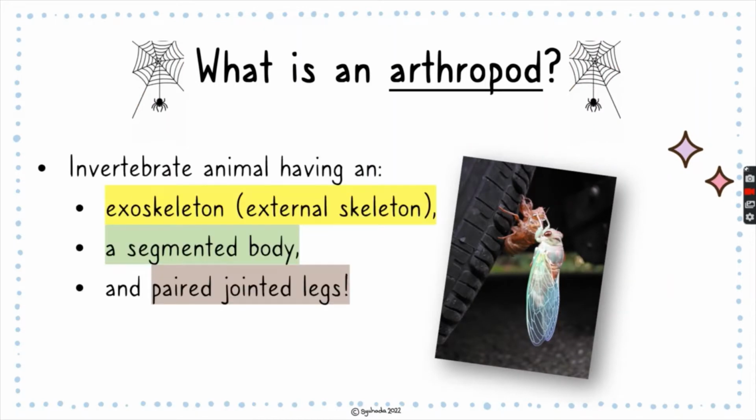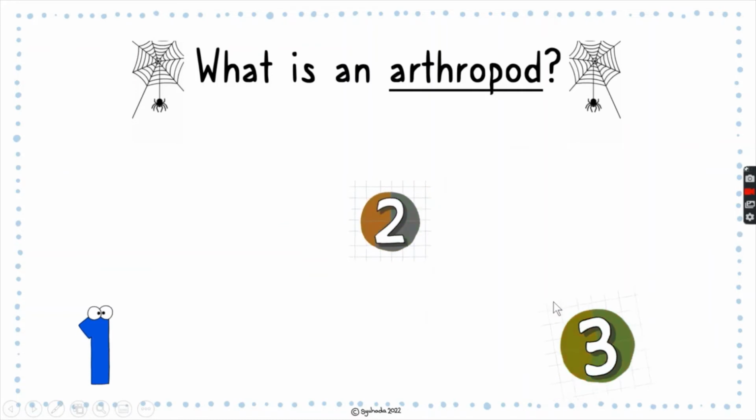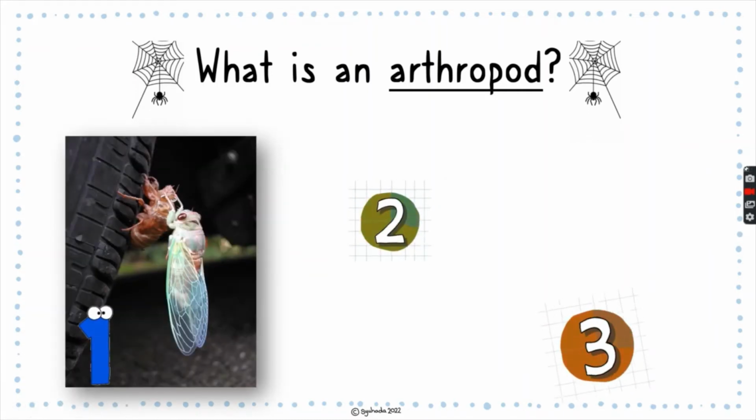So to define an arthropod, this group of invertebrates, they have exoskeleton, which is an external skeleton. They have a segmented body, and they have paired jointed legs. So all of the arthropods actually have these features. And what we mean by exoskeleton is this stiff covering on the outside of some of these organisms. You can see right here that this covering actually is not living. It's just a stiff covering, and that came from this living animal right here. That's called the exoskeleton. So all arthropods have exoskeleton.